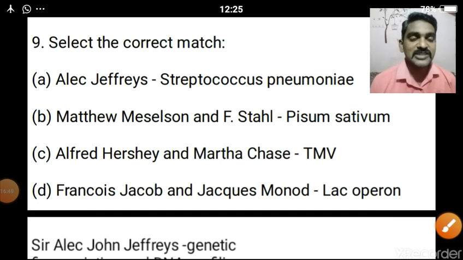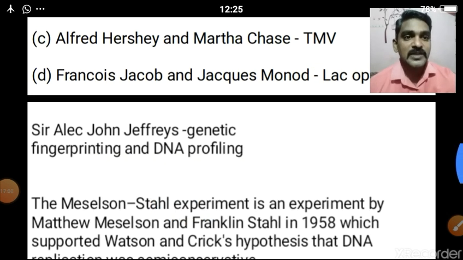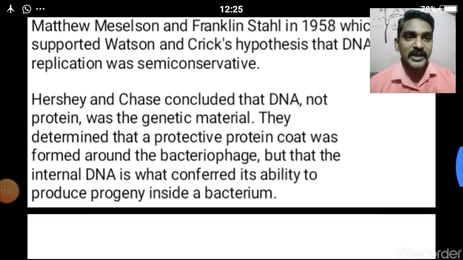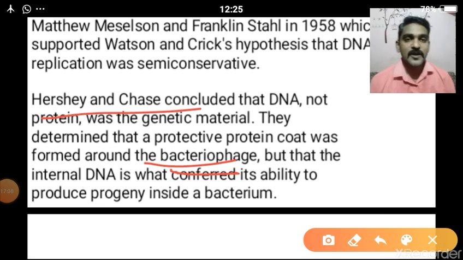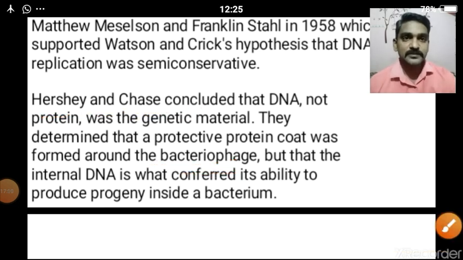So Hershey and Chase, TMV. TMV means tobacco mosaic virus, which causes mosaic disease in tobacco plants. They did not work on that virus. They worked on the bacteriophage virus. You can see the Hershey-Chase experiment was conducted with the bacteriophage to prove that DNA is the genetic material, right? So that is also a wrong option there.